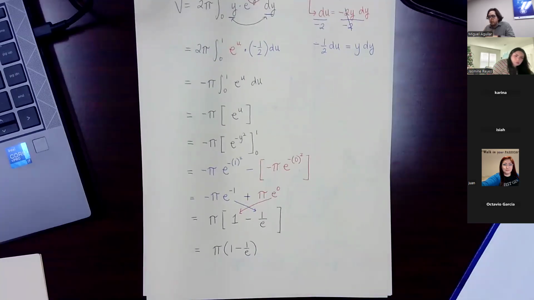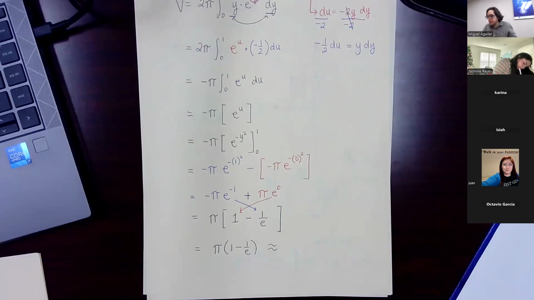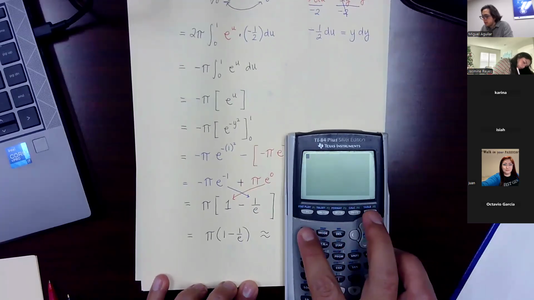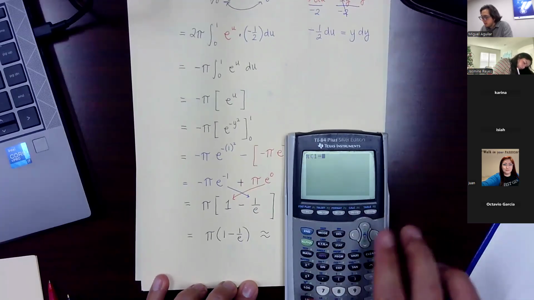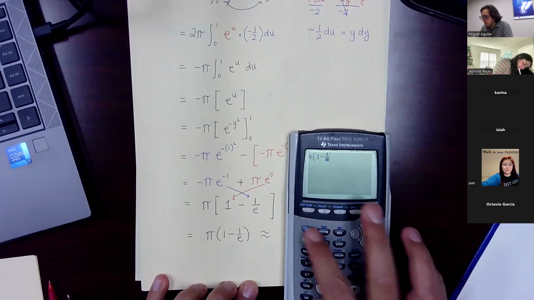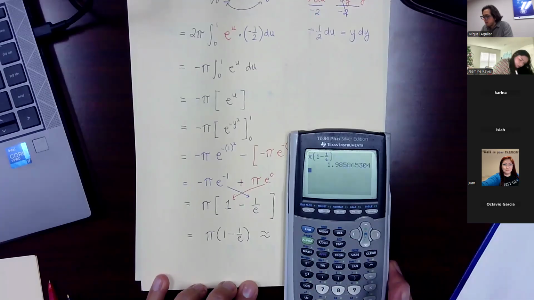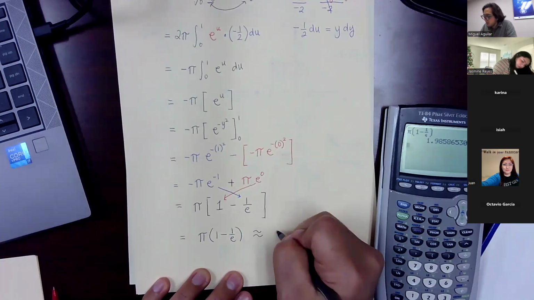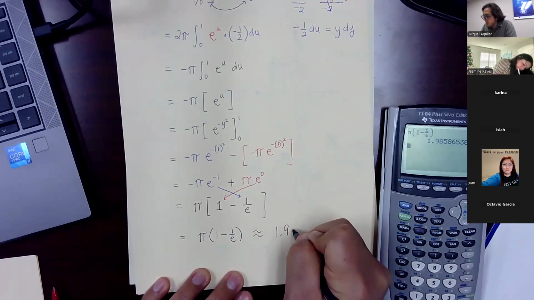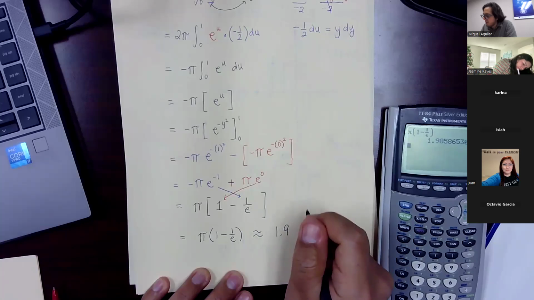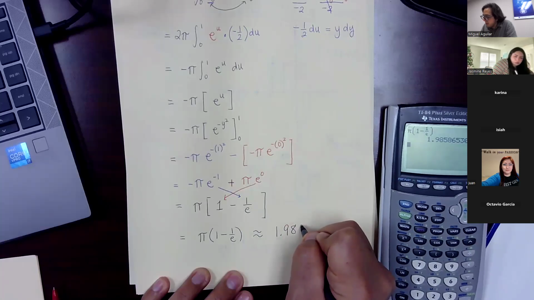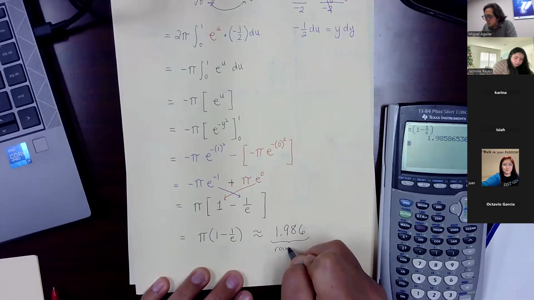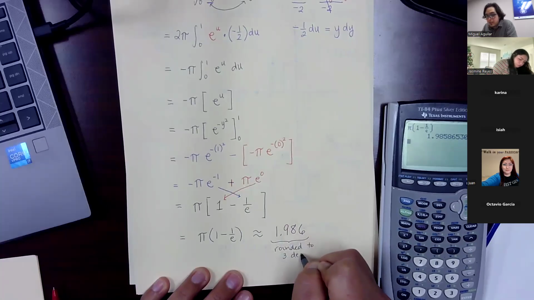Kind of an ugly looking number, but if we wanted to check that our volume should be positive, we can throw that into the calculator to see what it ends up being. So pi times 1 minus 1 over e, and we get 1.98. Sorry, I had a little dyslexia there. I think I said 598 or something like that. It's 1.98, and I'm going to round this to 6. Okay, so rounded to 3 decimal places.